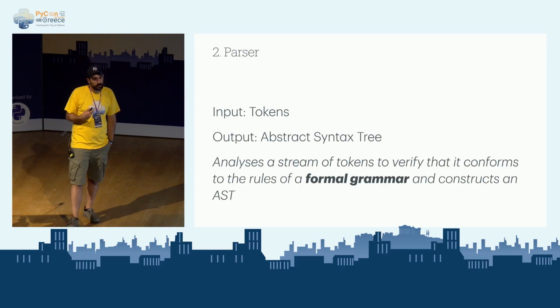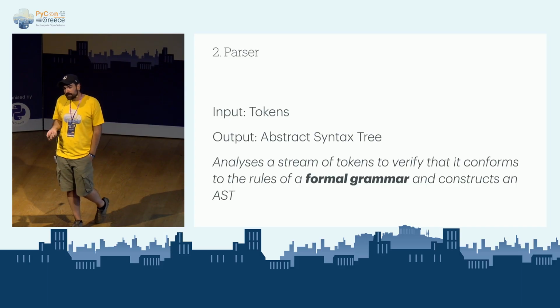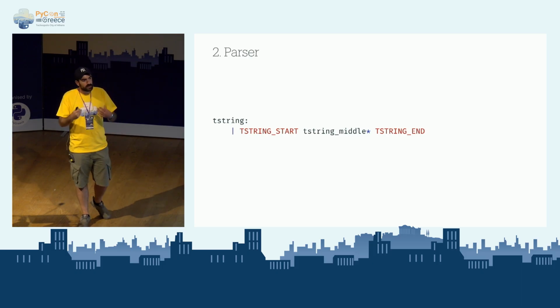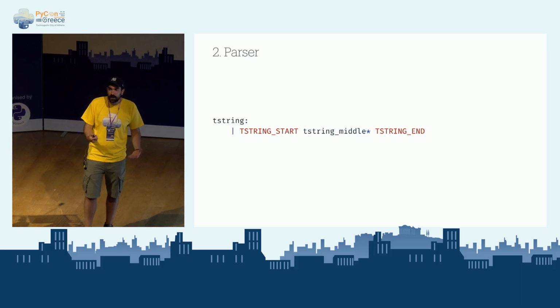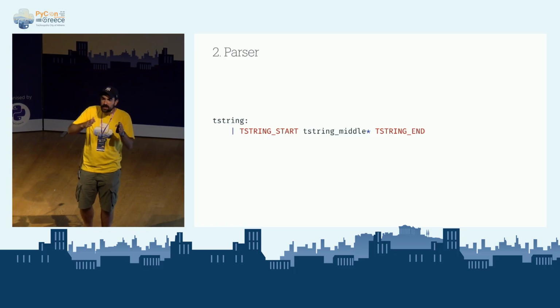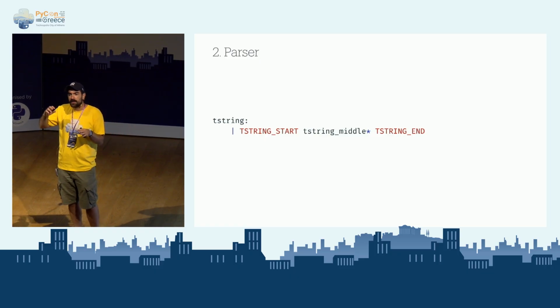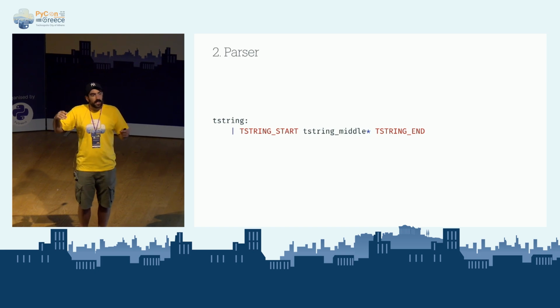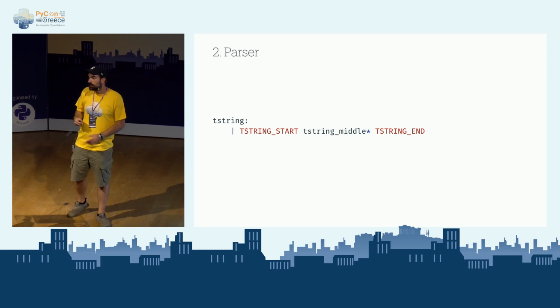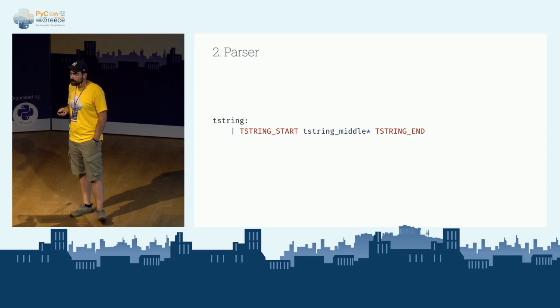And the way the parser works is by using a grammar. So what the grammar does is it defines the syntax of the language. For example, after a T-string start, we need to absolutely see a T-string end at some point. If that's not the case, then we have a syntax error. So the grammar is responsible for doing all of that.